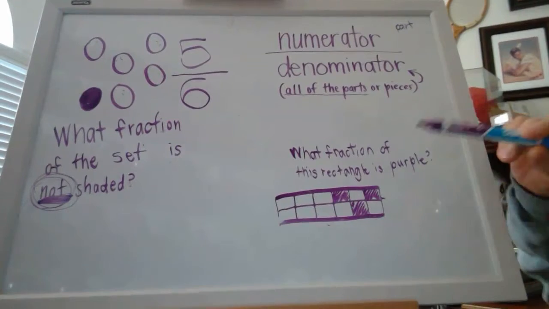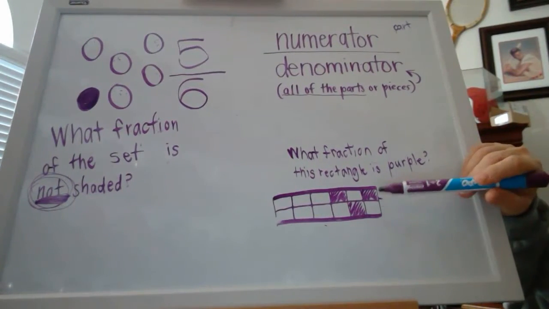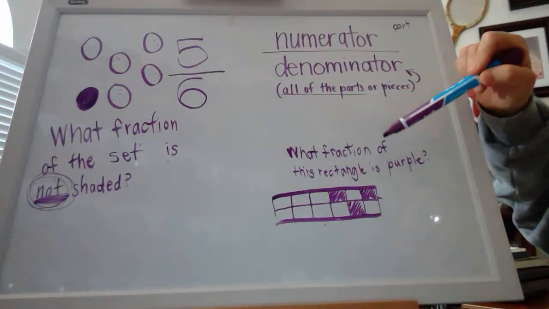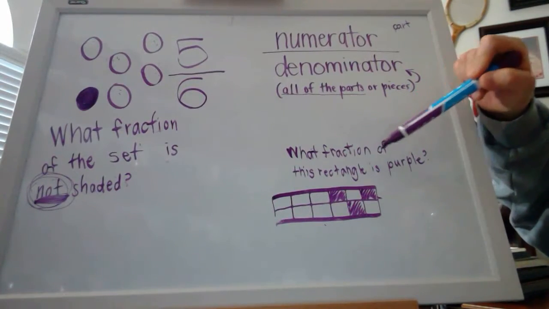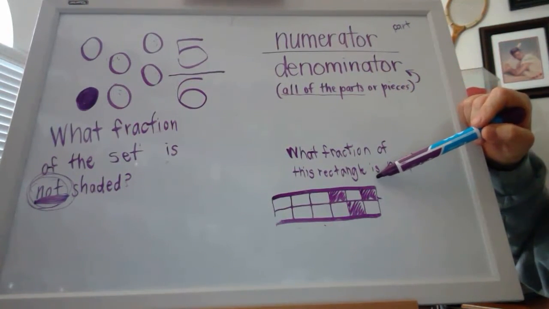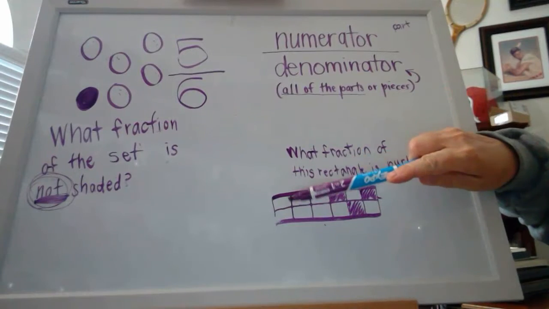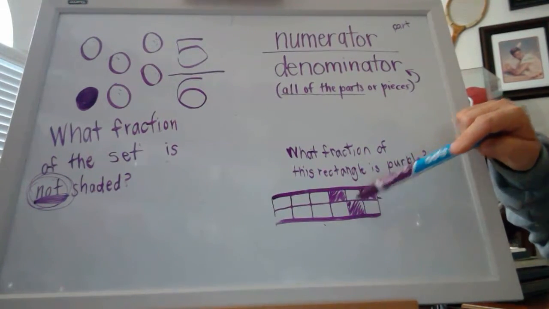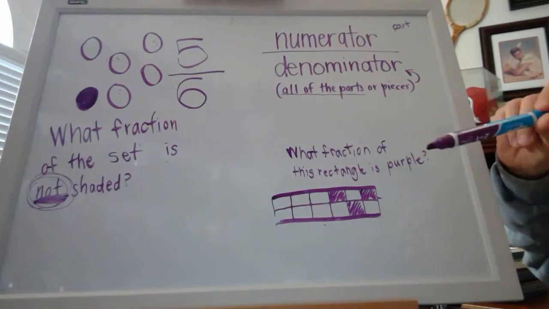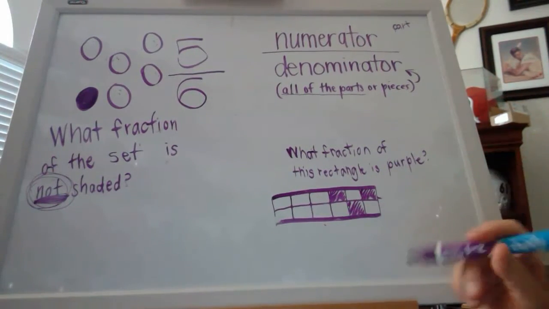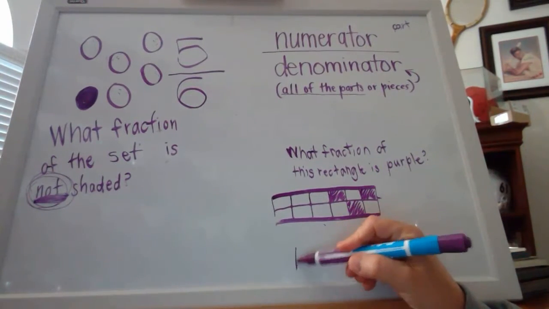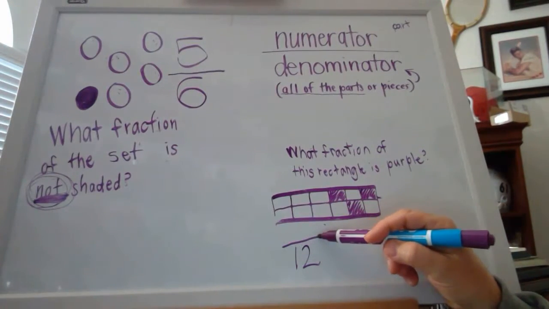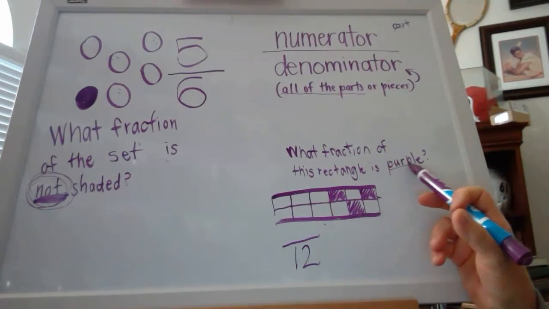and I wanted to tell you about one more thing that you might see this week in your assignments. So, what fraction of this rectangle is purple? If we count the parts, we have 1, 2, 3, 4, 5, 6, 7, 8, 9, 10, 11, 12. So we have 12 total parts. So our denominator is 12, and our numerator is how many are purple?